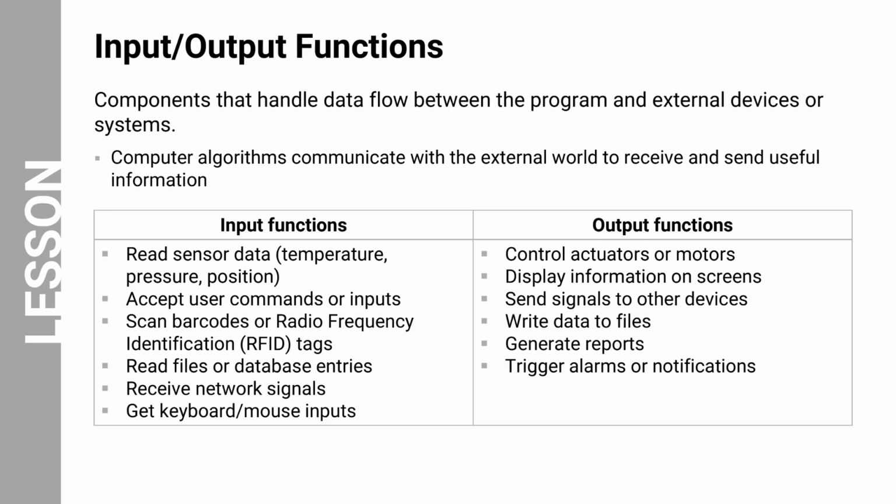Now that we've covered variables, control structures, operators, and flowcharts, let's add one more important piece to the puzzle, namely input and output functions. These are essential components that handle data flow between the program and external devices or systems, allowing computer algorithms to communicate effectively with the external world to receive and send useful information.